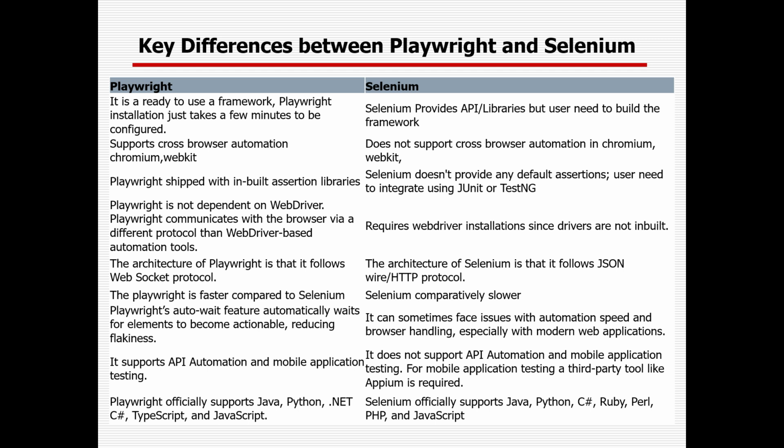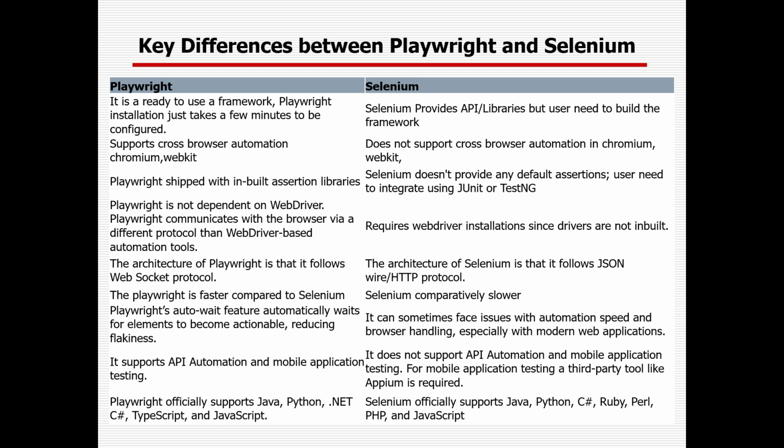Playwright is not dependent on WebDriver. Playwright communicates with the browser via a different protocol than WebDriver-based automation tools. But for Selenium, you would require WebDriver installation since drivers are not inbuilt. The architecture of Playwright follows the WebSocket protocol, whereas the architecture of Selenium follows the JSON wire or HTTP protocol. Playwright is faster compared to Selenium. Selenium is comparatively slower compared to Playwright.